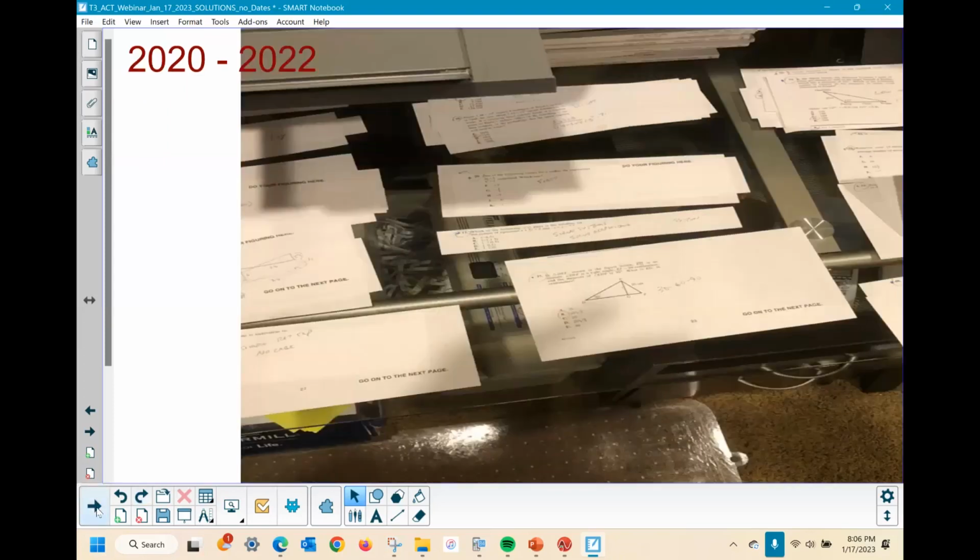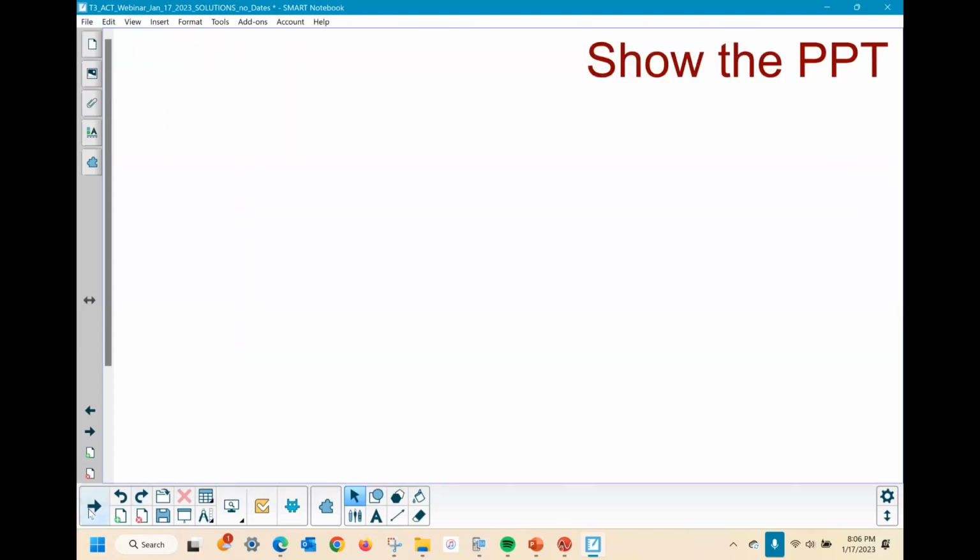So this is from my office here. This is just some of the piles. Probably piles is not a word. That's kind of when you talk about dogs have piles, maybe stacks. So, all right. So PowerPoint.